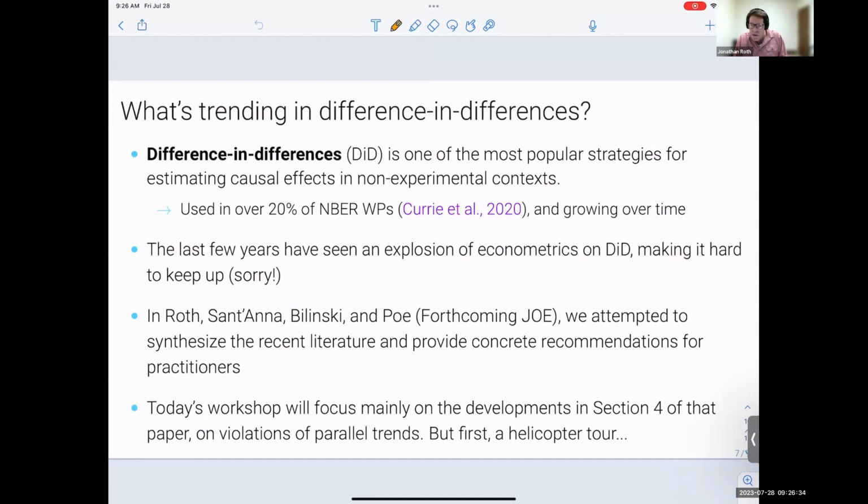Let me just look at the chat briefly. Donald has a question about staggered methods and violations of parallel trends. I will talk about that towards the end of the lectures today, so I'm going to postpone that answer until later. Emmanuel asked, can I share the Roth et al. paper? Yeah, if you go to my website, which you should be able to find with a Google search, you can find the PDF there.